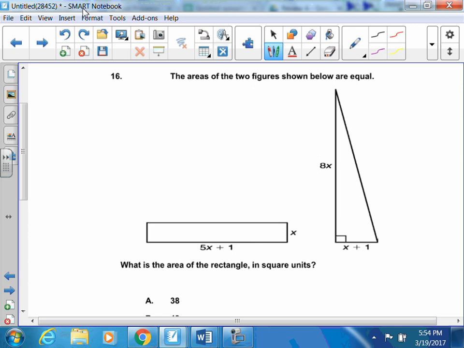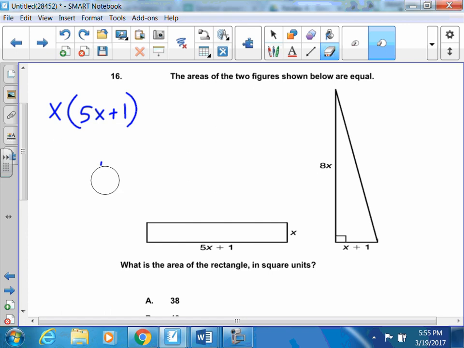Area of a rectangle is going to be length times width, or base times height. So it's going to be x times 5x plus 1. That would represent the area of the rectangle. Okay, this would be the height of the rectangle, x. This would be the length.